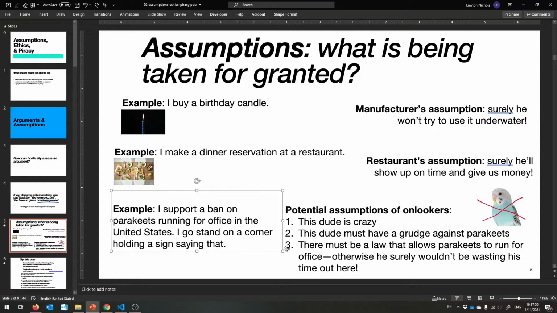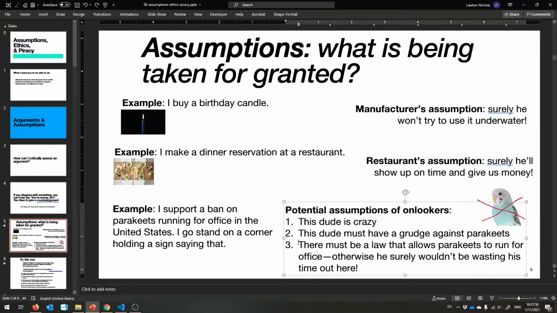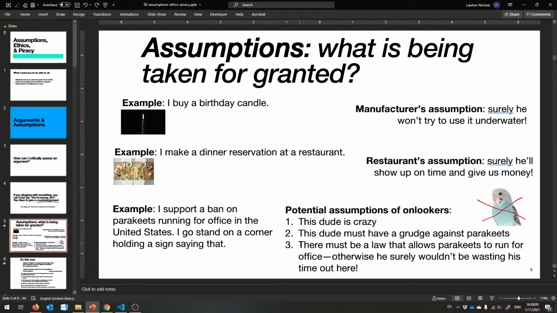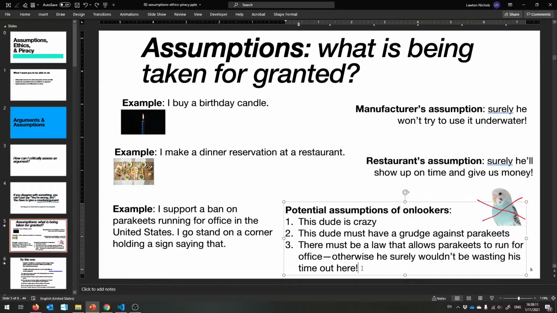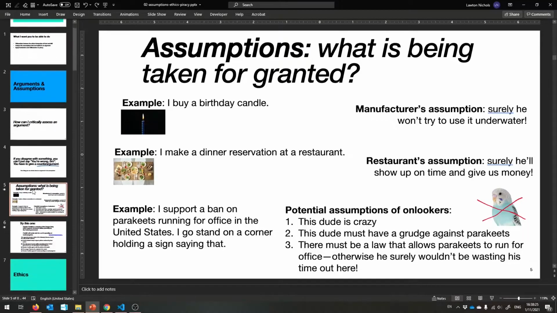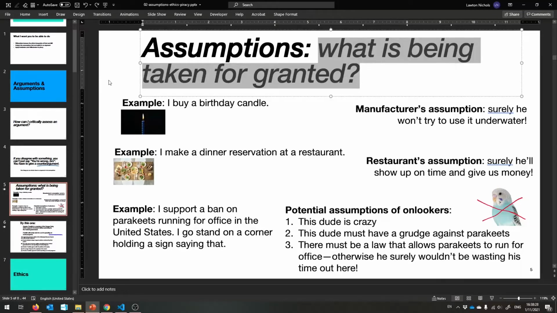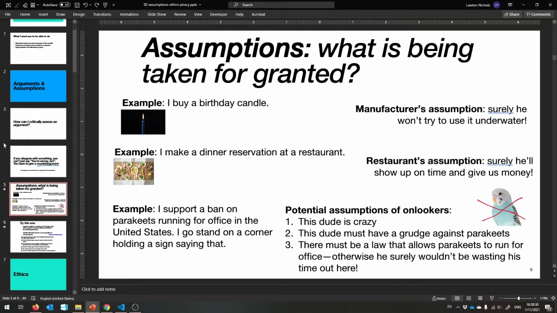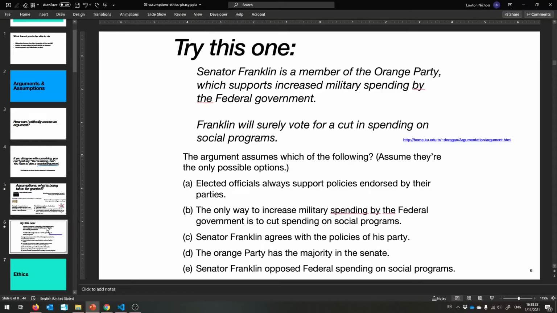especially in my government. And then the final option is, well, maybe something that could be in my mind is that I noticed that there's a law that doesn't specifically ban parakeets, so maybe that it allows them to actually run for office. So that's the most logical assumption, hopefully. That's what I thought. And you'd be thinking, well, obviously this must be the case, otherwise he wouldn't be wasting his time holding a sign about this topic. Okay, so those are one of many assumptions, and you should be thinking of all of them whenever you see an argument. Okay, so it's just what is being taken for granted. What am I not saying when I make these statements? Okay, what do you think I'm saying?